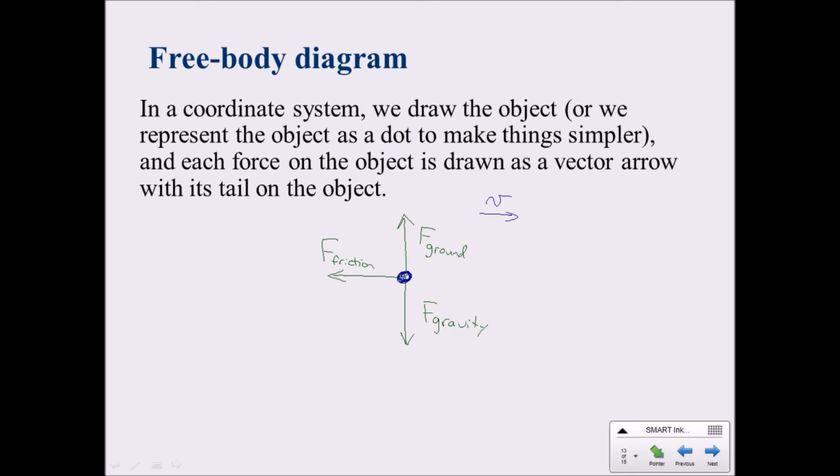And then we have friction, and because the force of friction is acting opposite the velocity, this is going to have an acceleration opposite the velocity. That means that the object is going to be slowing down and eventually stopping.